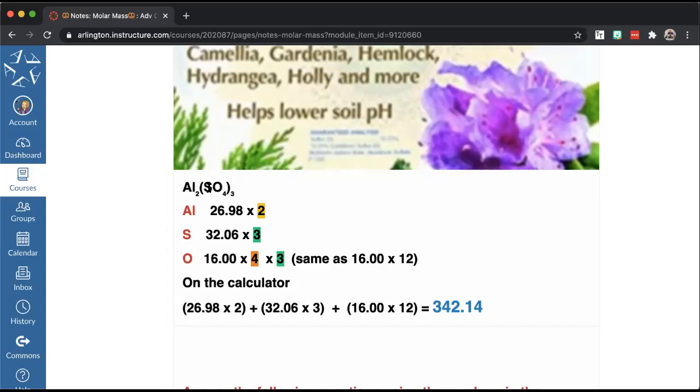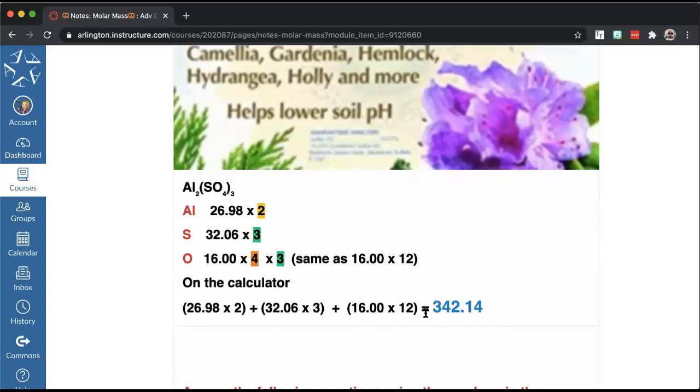So the 3 is going to multiply by the sulfur, so that's why it's getting multiplied by 3. But the 3 is also going to multiply by the oxygen because that's inside the parentheses as well. The oxygen is multiplied by 4 because it has a 4 right behind it, but it's also multiplied by 3 because that 3 is outside the parentheses. So it gets multiplied by 4 and 3, or you could just say it gets multiplied by 12. You can write it either way. So in your calculator, aluminum times 2 plus sulfur times 3 plus oxygen times 12, and this is what you should get for the total.